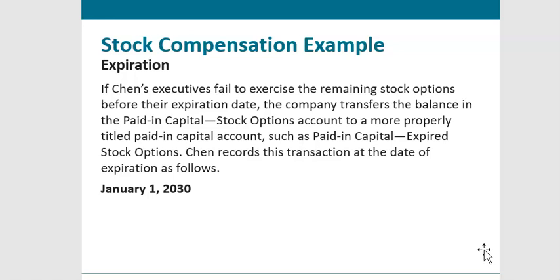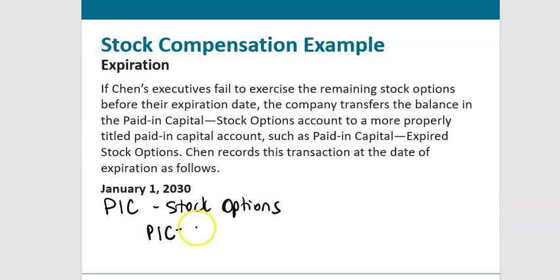What would that journal entry look like? Just what we just said: a debit to decrease paid-in capital stock options, and then increase a more appropriately titled account, paid-in capital expired stock options. So we can see here, these are both stockholders' equity accounts, so no net change to stockholders' equity.